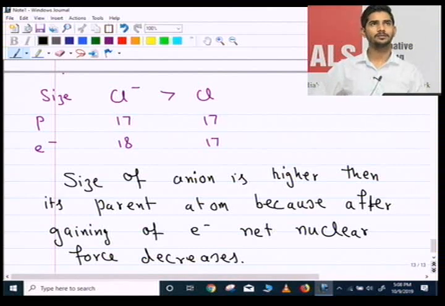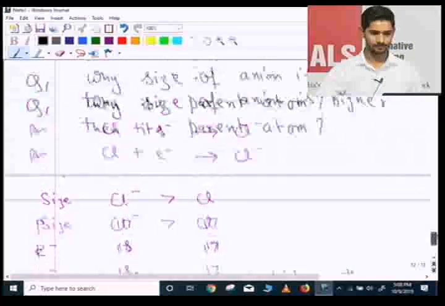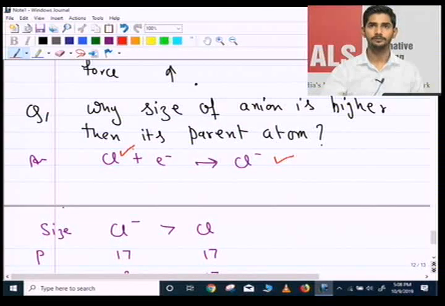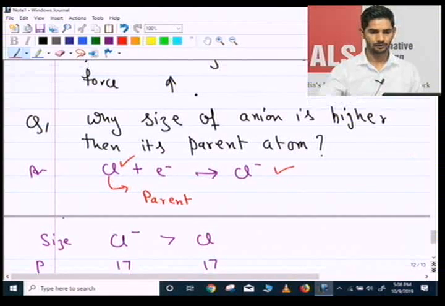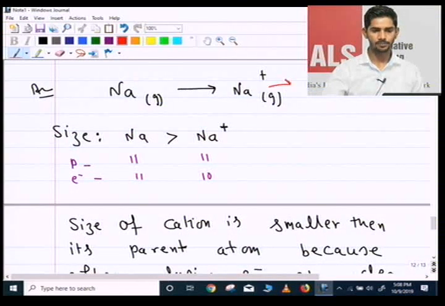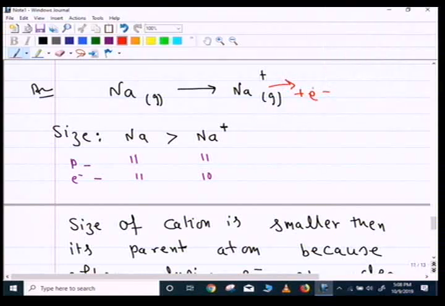Parent means the atom from which it is being generated. See, Cl minus will be obtained from Cl. So here Cl is the parent. If I talk about this one, see, Na plus, you can write one electron over here as well. Na plus has been obtained from Na, therefore Na is the parent. Okay, is it clear to you?